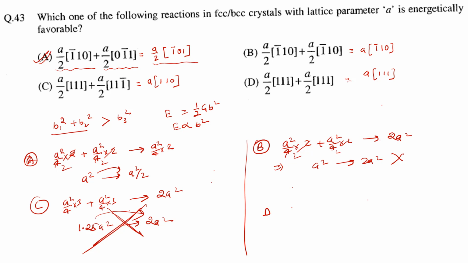Okay, let us see option D. A square by 4 into 3, a square by 4 into 3 is equal to 3a square. So here also 1.25 a square is changing to 3a square. So this is also not correct.